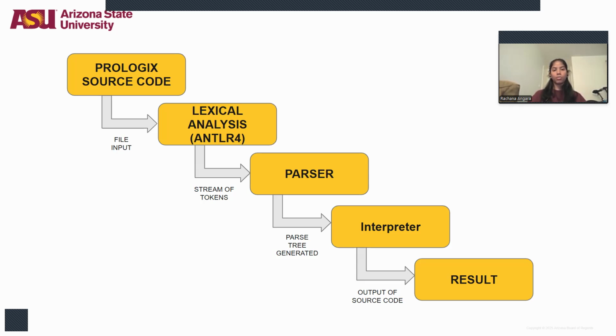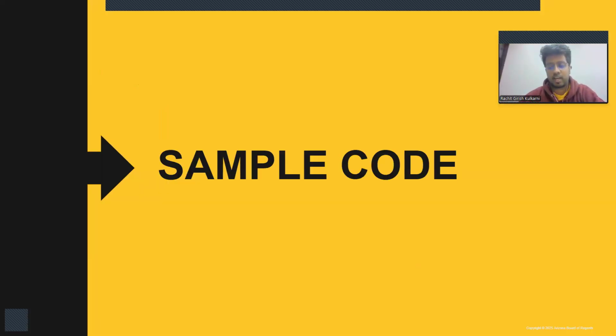The entire interpreter is invoked from the main function that takes user code as input, parses it, and passes the parse tree to the interpreter for execution. The output yielded by our custom-built interpreter is what you see as the result, which is the actual execution result of the user's source code. Now I'll hand it over to Rachit. So I'll be going through the sample codes and how we run it on our project.